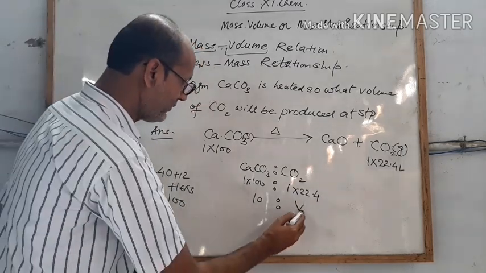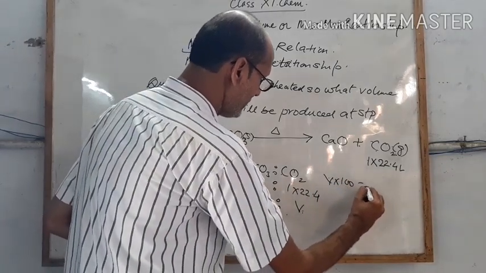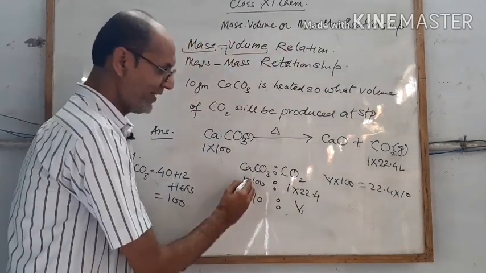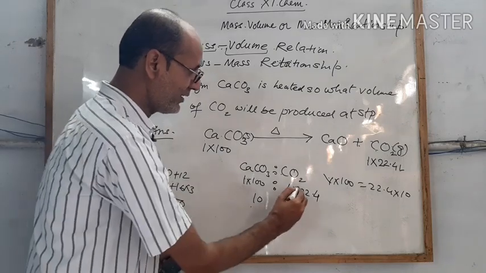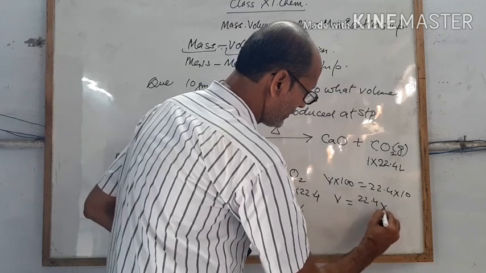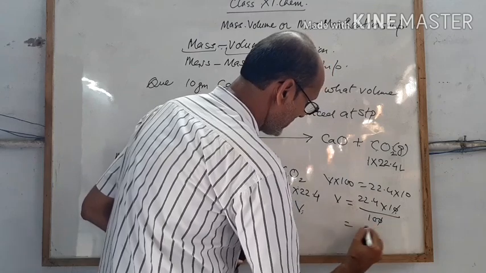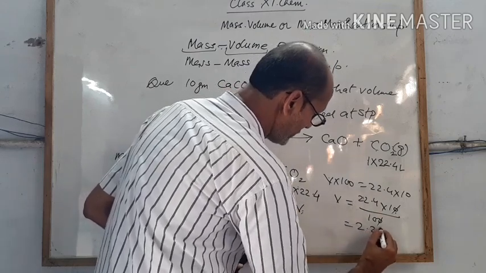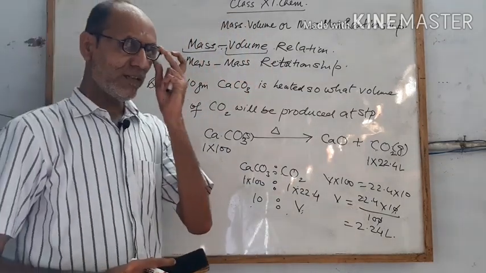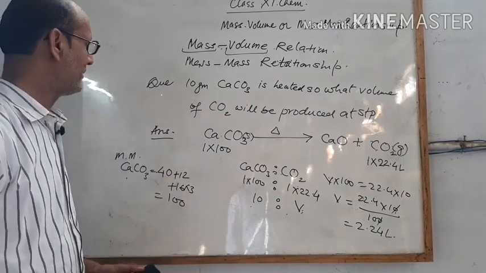Now cross multiply: V into 100 is equal to 22.4 into 10. So V is equal to 22.4 into 10 upon 100, this cut by this, and the answer is 2.24 liter. So in this way you can find the volume of any substance if the mass is given.